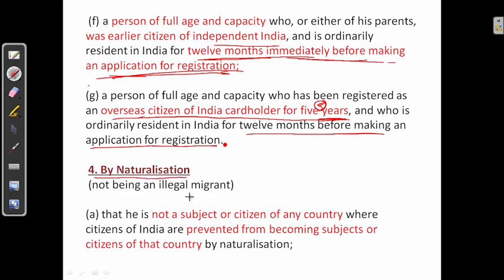Naturalization: that he is not an illegal migrant. First, that he is not a subject or citizen of any country where citizens of India are prevented from becoming subjects or citizens of that country by naturalization. Okay, if an Indian goes to another country and doesn't get citizenship there by naturalization, then the person from that country who has come to India for citizenship also will not get citizenship in India.